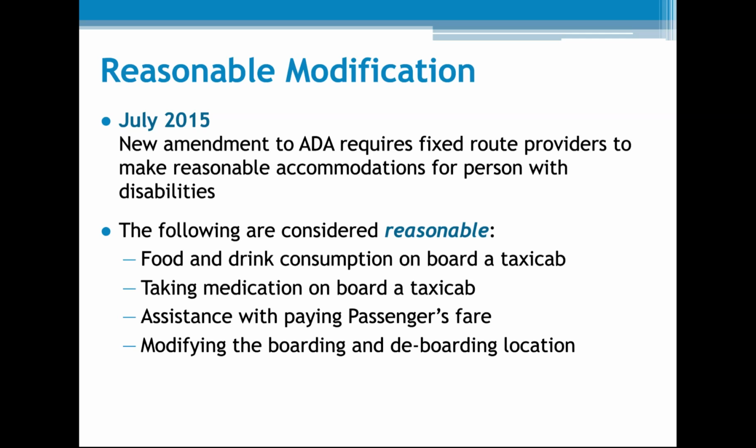Reasonable modifications. There are 4 to be exact. The consumption of food and drink, taking medication, assistance with payment, and locations of where a customer boards and alights from your vehicle.